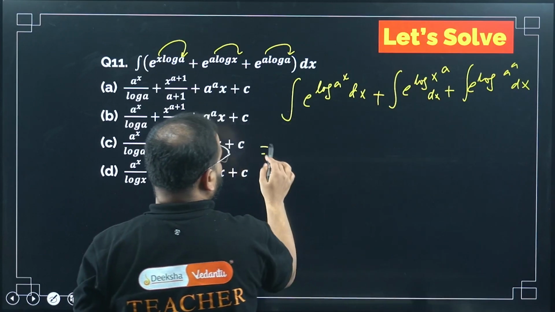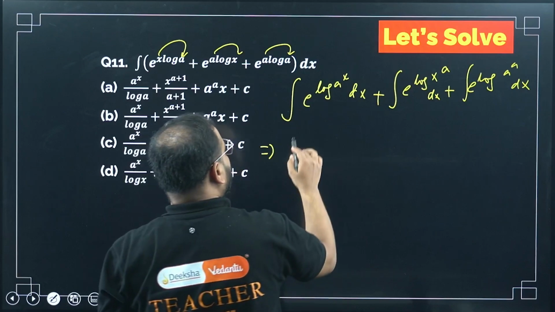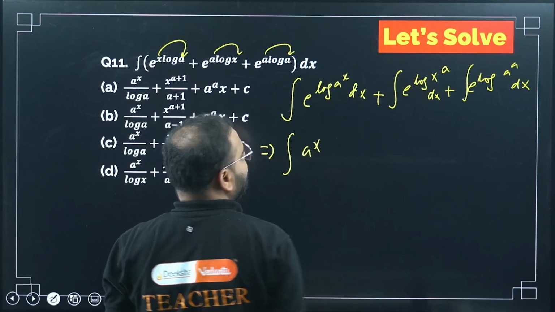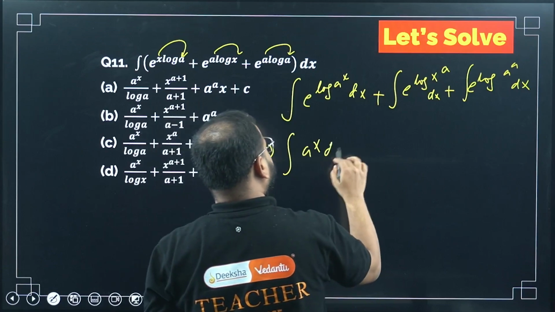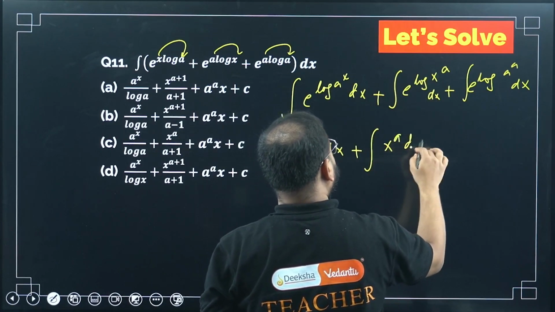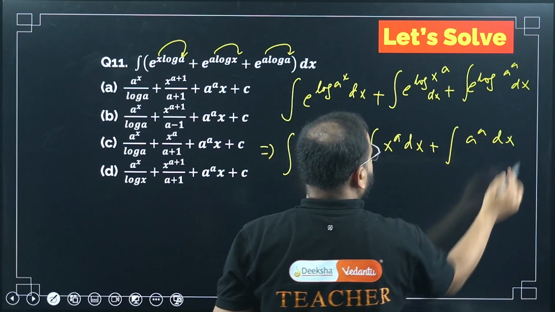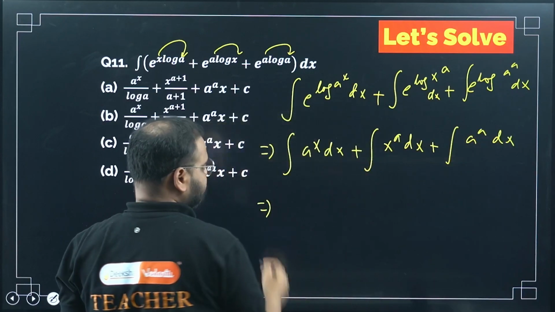Now if I integrate this, what am I going to get? e and log will cancel the effect, being inverse functions. So I'll get the integration of a to the power x, then x to the power a, then a to the power a, all with dx. Please check the solution.